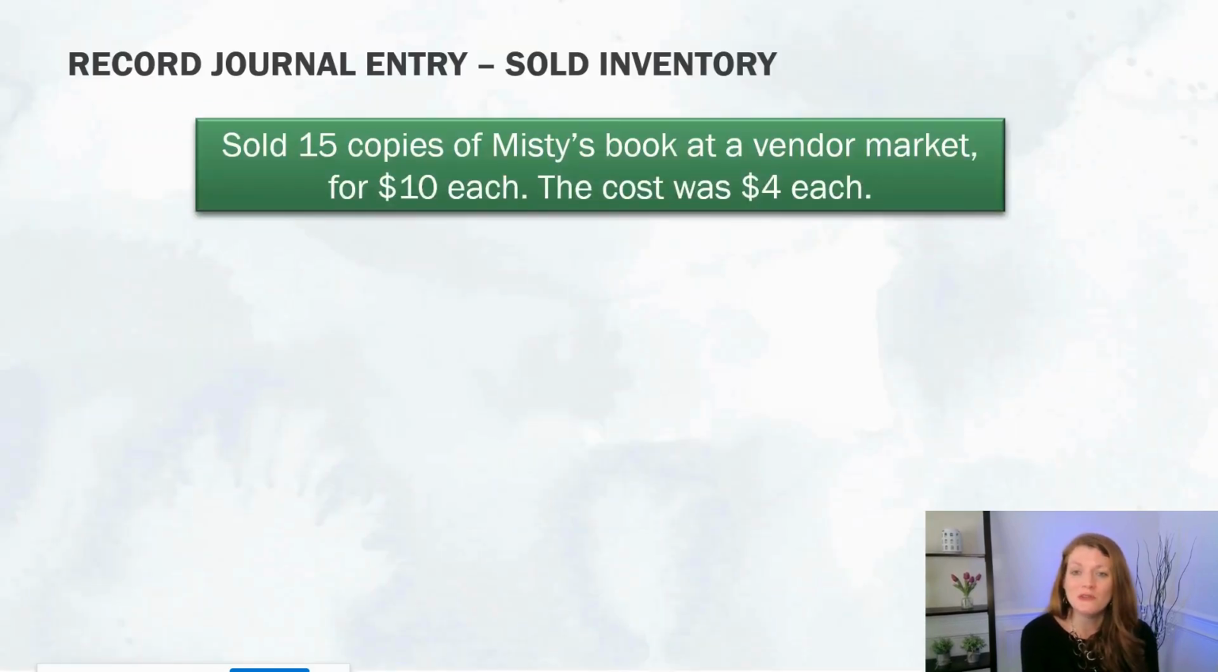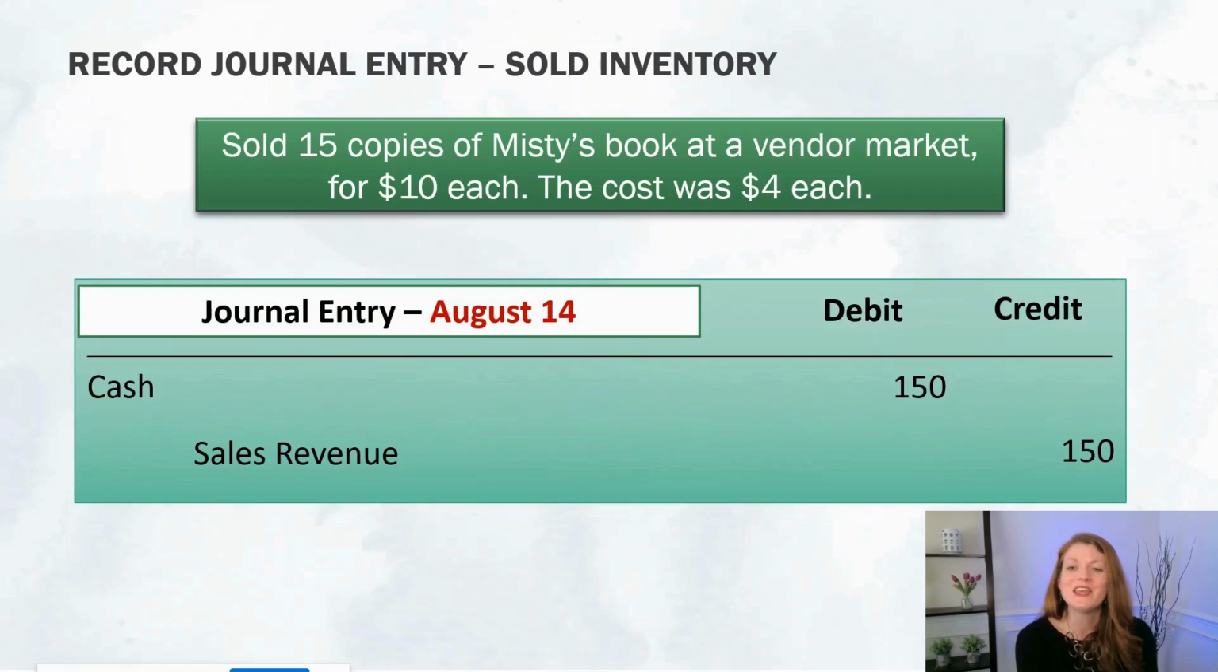So they sold 15 copies of Misty's book at a vendor market for $10 each. The cost was $4 each, as we could have calculated on our own, and we did. So for the first part of this entry, we are going to show cash coming in because it didn't say on account. They sold 15 copies for $10 each, so they have cash coming in of $150, sales revenue of $150.